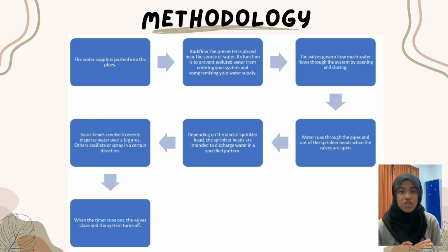The pattern of discharged water from the sprinkler will depend on the head of the sprinkler. Some heads revolve to evenly disperse water over a big area. Others oscillate or spray in a certain direction. When the timer runs out, the valves will close and the system turns off.